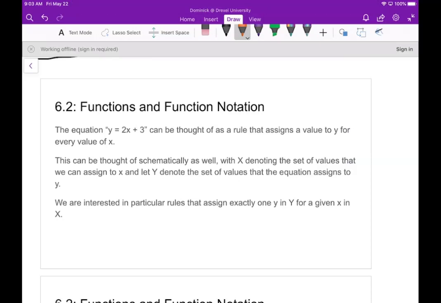So the equation that we're going to start with is y equals 2x plus 3, right? And you can think of this as a rule that assigns a y value for every value of x, right? And of course, you can think of this schematically as well, where you have a set X denoting the set of values that you're allowed to assign to x. And of course, a set Y could denote the set of values that the equation assigns to y, right?